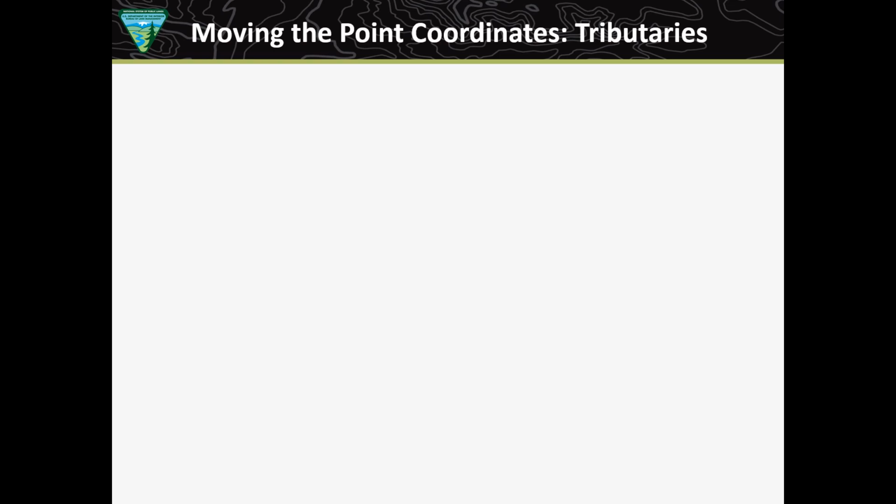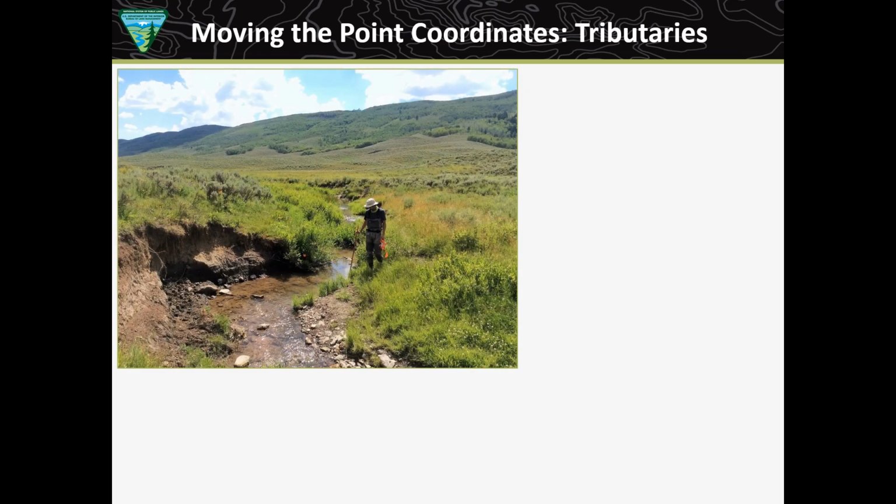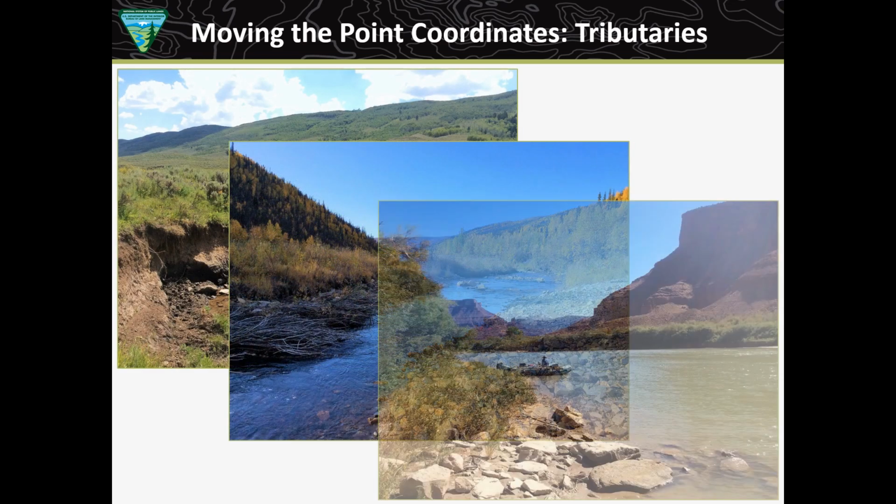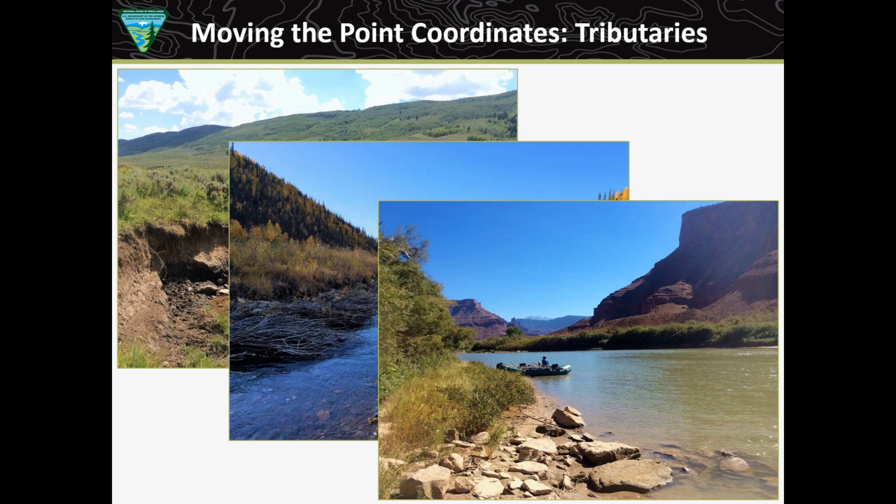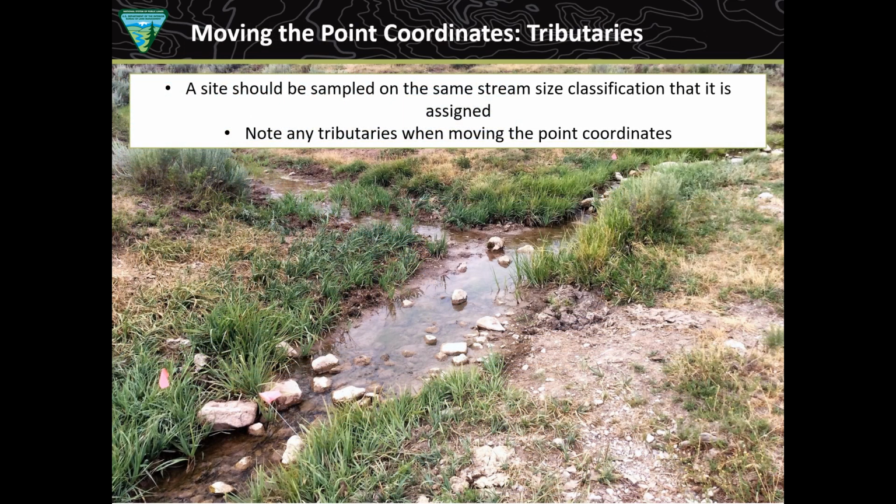As discussed in previous videos, aquatic AIM sites are broken up into small streams, large streams, and rivers. It is important that a site is sampled on the same stream size classification that it was assigned. So, when the point coordinates are being moved, the inflow from tributaries should be noted because they could change the stream size classification. For example, the input from a tributary could make a stream that is classified as a small stream above the tributary into a large stream below the tributary.